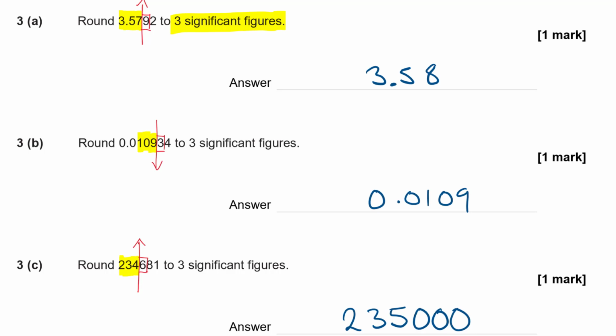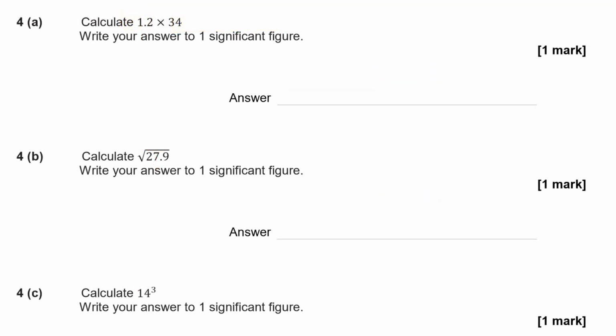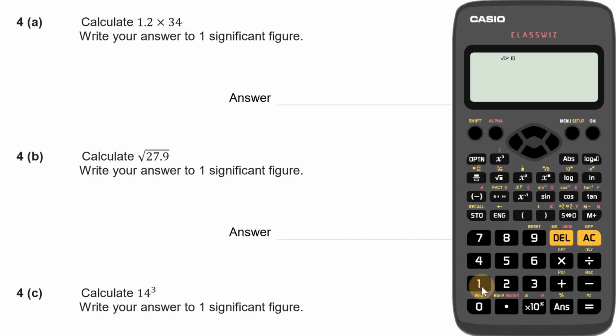235,000. Now that's a decent approximation to 234,681. Question 4a. Calculate 1.2 times 34. Write your answer to one significant figure. Okay, I'm going to just tap that into my calculator first. So 1.2 times 34. Okay, I'm going to write down all the digits.